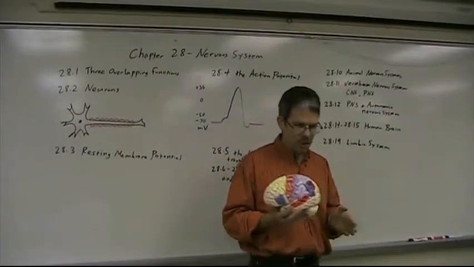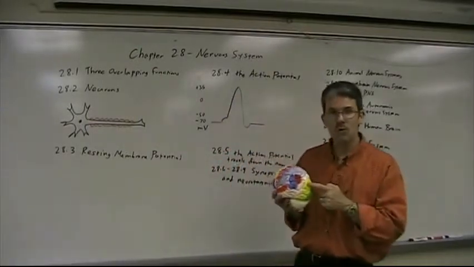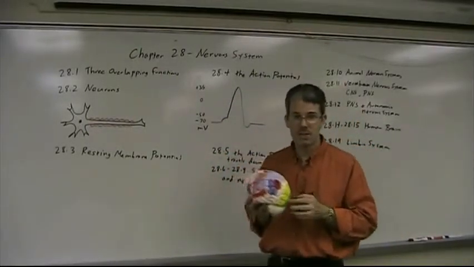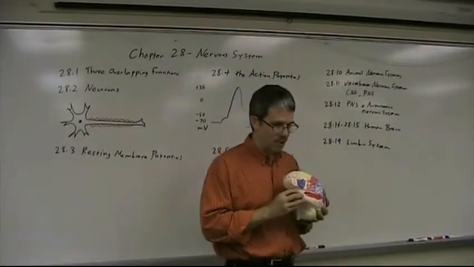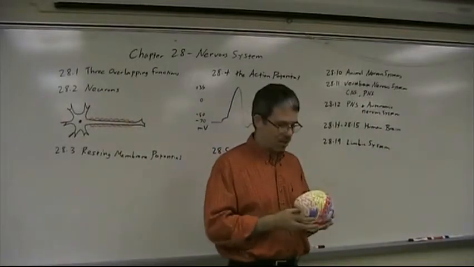A few other things too. Occipital lobe has a visual center and a visual association center. The temporal lobe deals with things like hearing and the sense of smell.